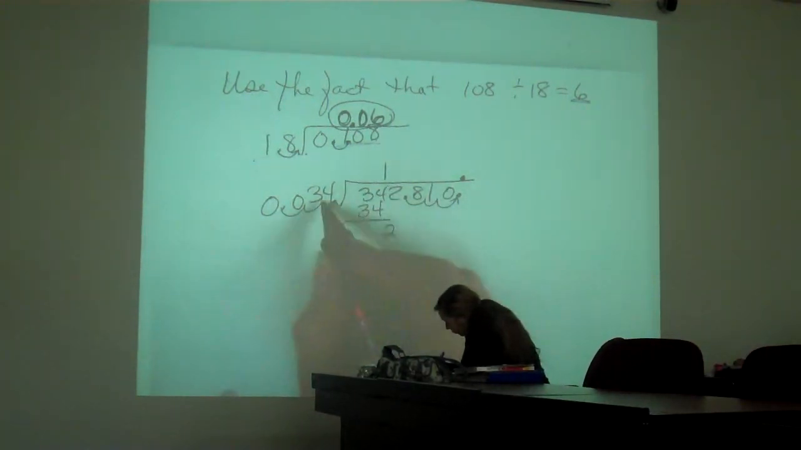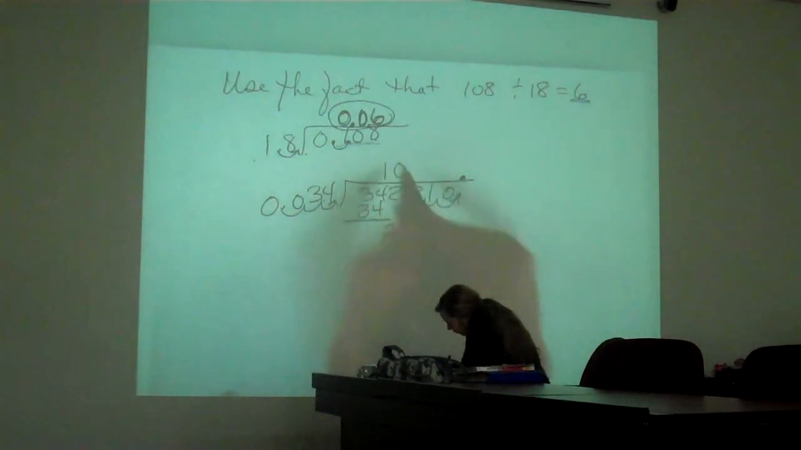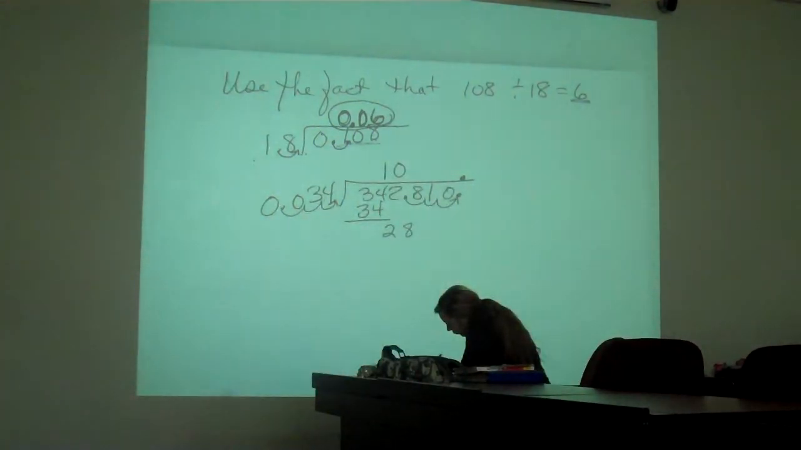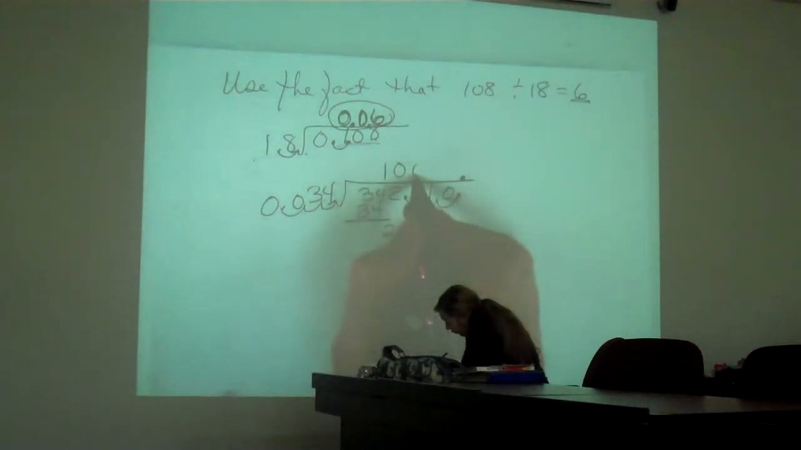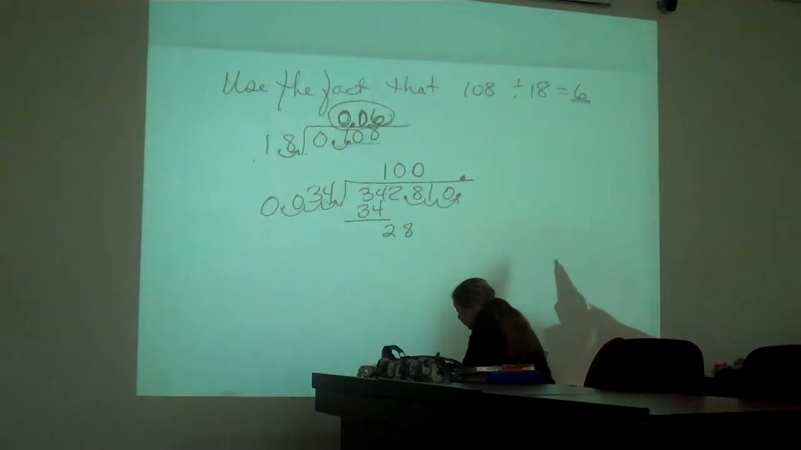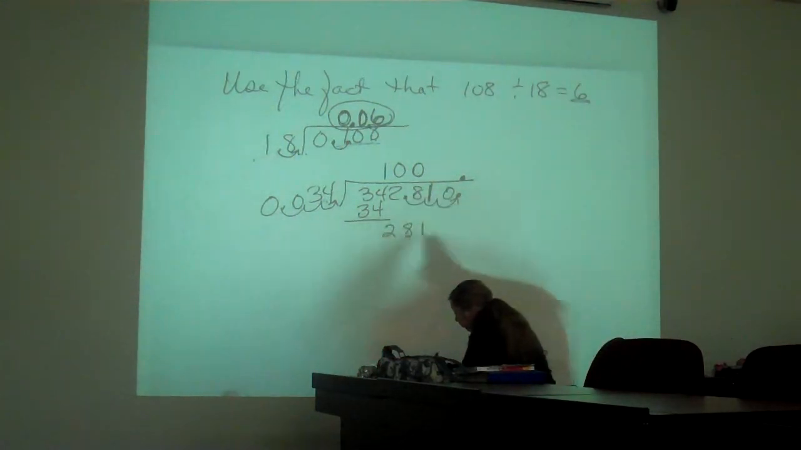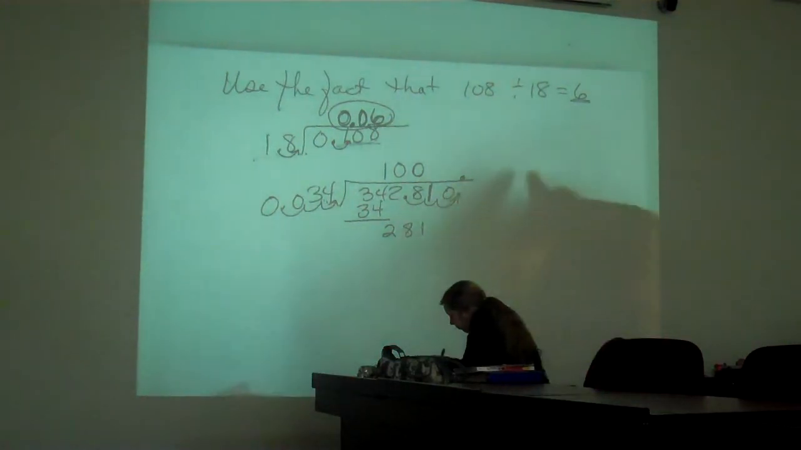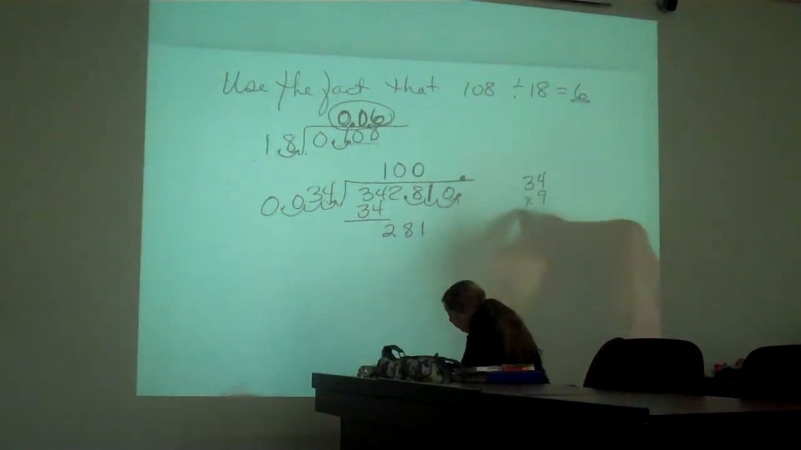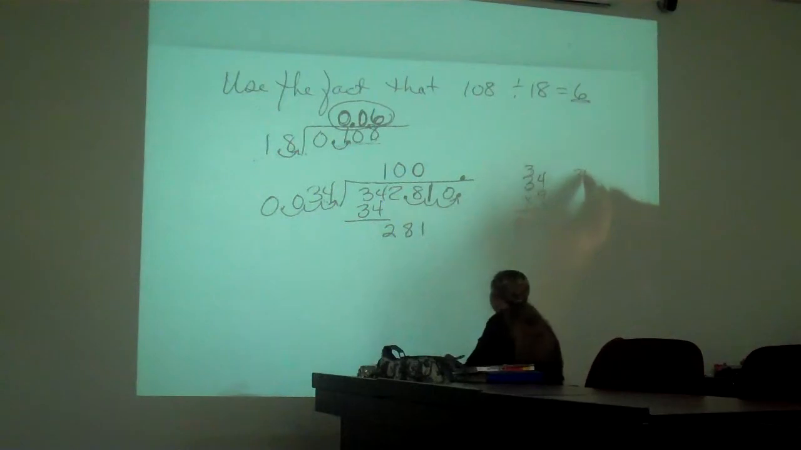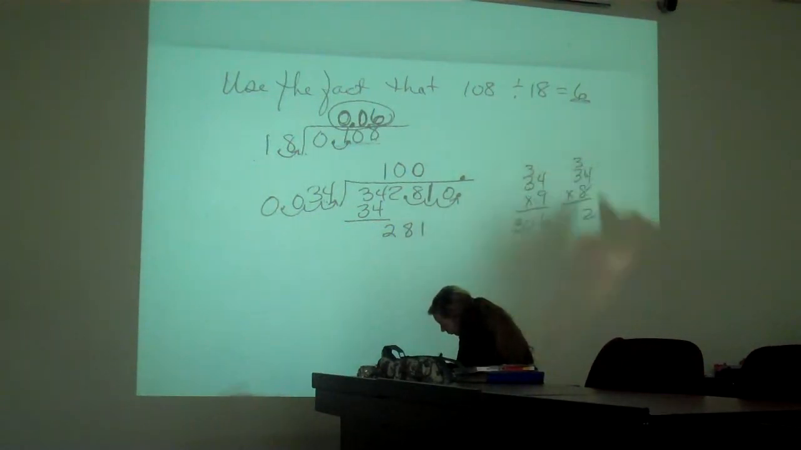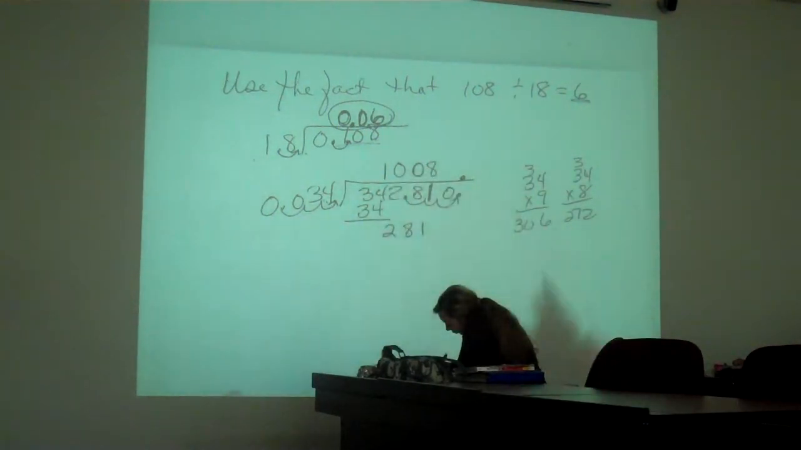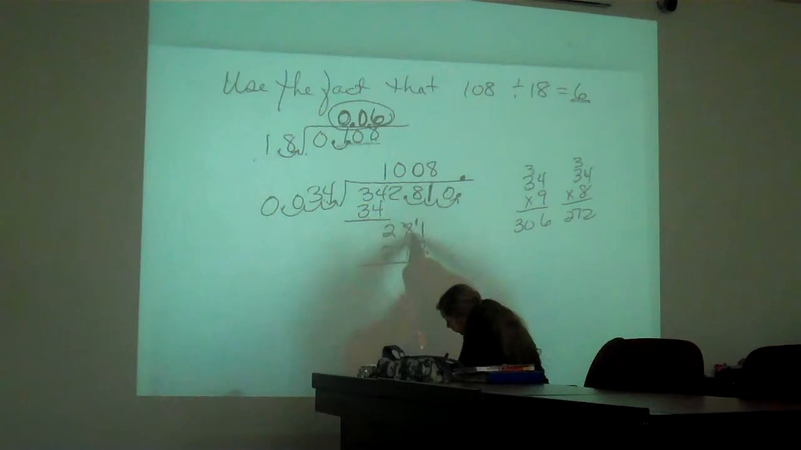We'll bring the 2 down. 34 into 2, 0 times. Bring the 8 down. 34 into 28 won't go, will it? 28 is smaller than 34. So now we need to bring the 1 down. Now it should go. Let's see, 34 times 9 is too big. 8 times 4 is 32, 24, 27. So 8 is right. 272. You need to subtract, so you need to show your borrowing.